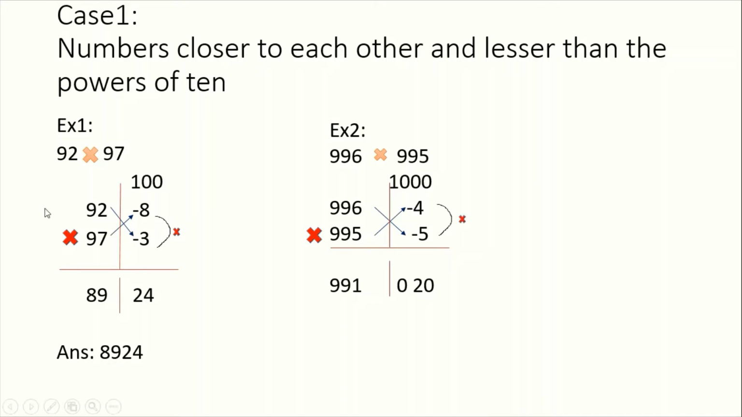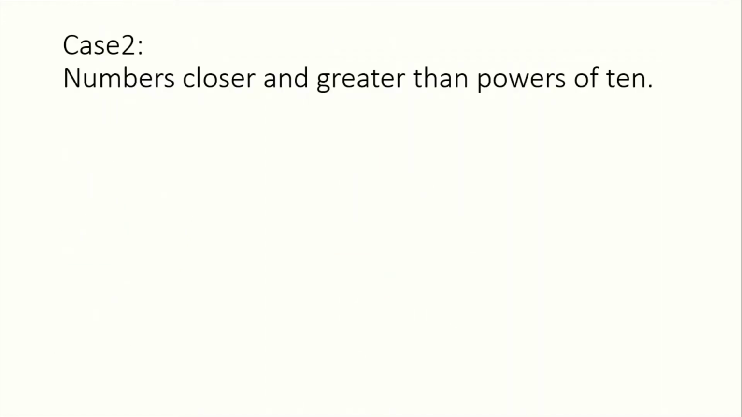See here, as we are having 3 digits in the working base, there should be 3 digits in the second compartment. As we are having only 2 digits, I have to make this into 3 digits by putting 0 before this 20. So the answer is 9,91,020.